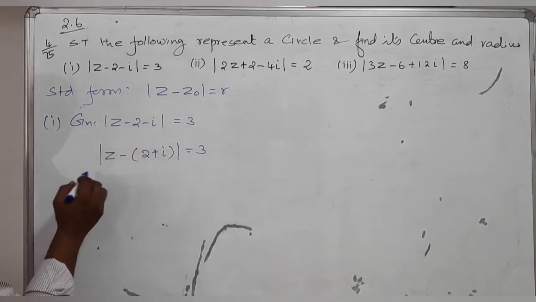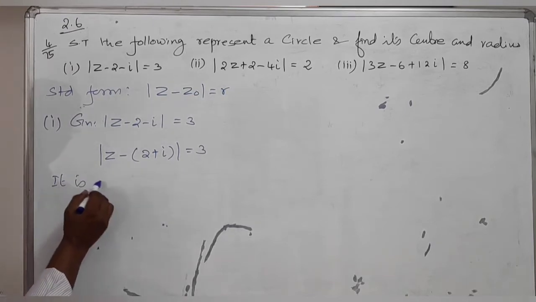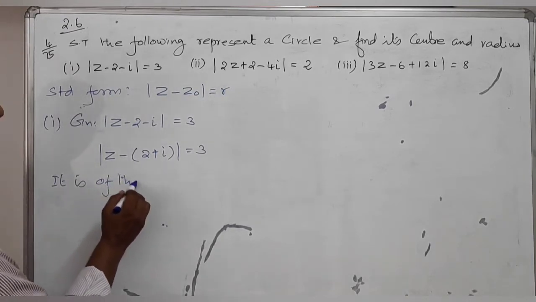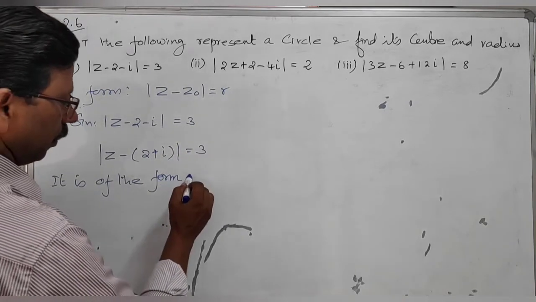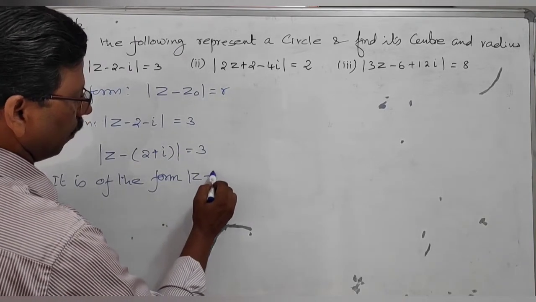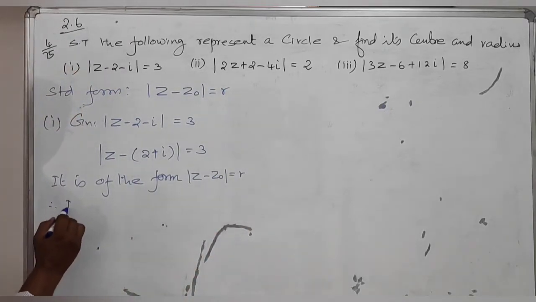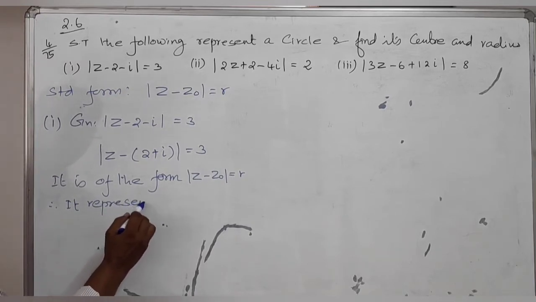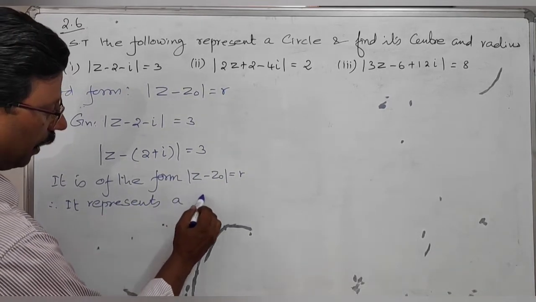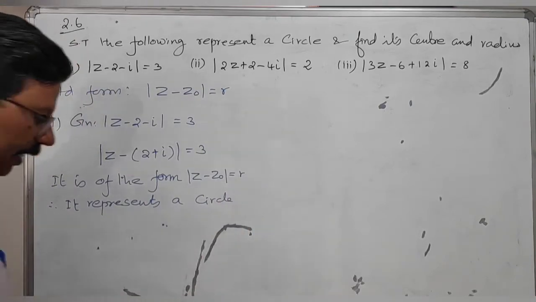This Z0 must be in the standard form, rectangular form. Now if it is like this, we can say it is of the form modulus of Z minus Z0 is equal to R. Therefore, it represents a circle, we can say.